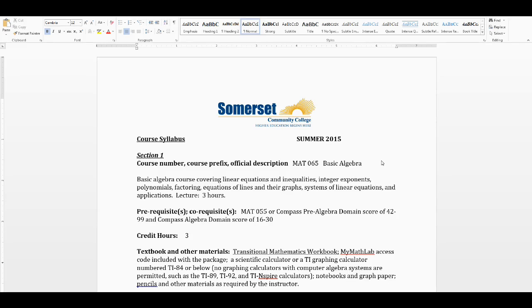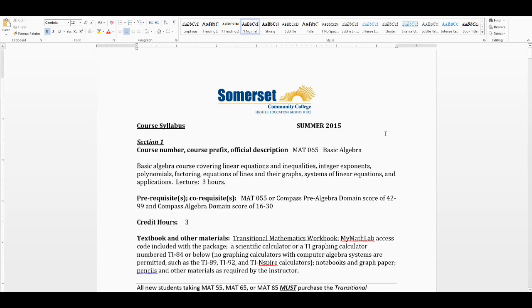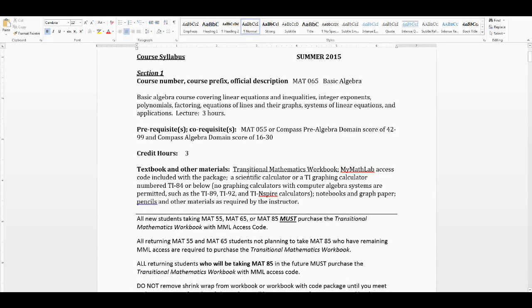This is not the official syllabus. Your instructor will provide or make available the official syllabus for your course. So let's look at the Math 55 class. Looking at the syllabus, you can read most of this for yourself. First thing we want to talk about is the textbooks and other materials.